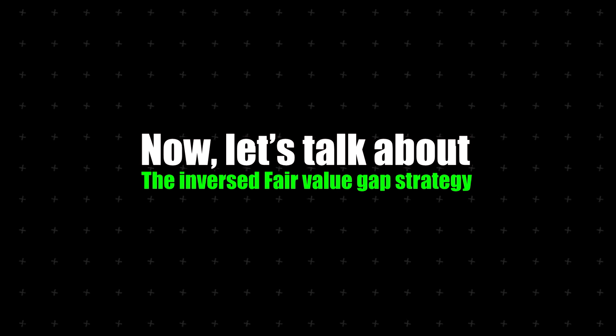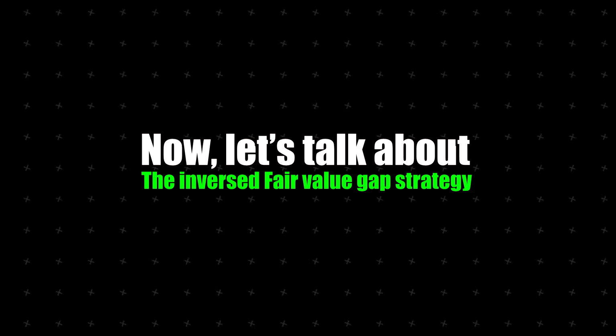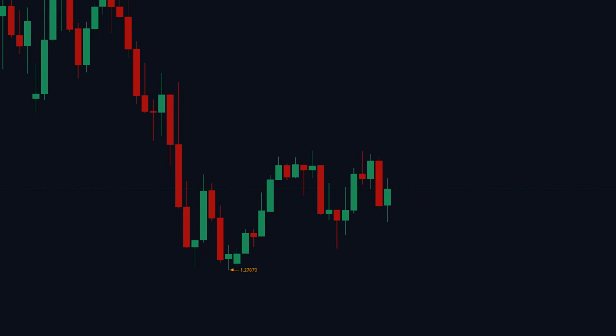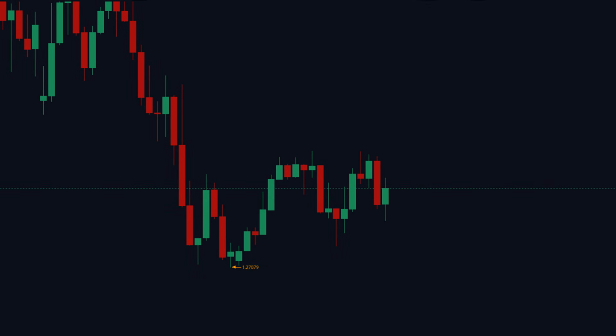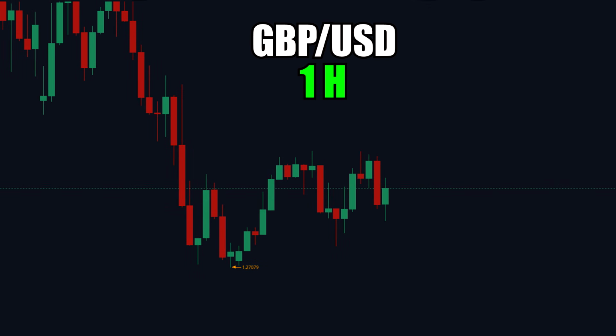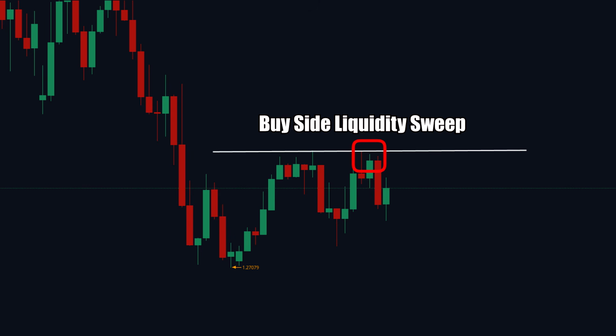Now, let's talk about the inversed fair value gap strategy. Let's take a look at a real chart to see how we can use inversed fair value gaps for trade setups. On the screen, we have the GBP USD on a 1-hour time frame, and the general market direction is bearish. We can see that price has swept buy-side liquidity above the structure, filled the inefficiency, and then reversed.